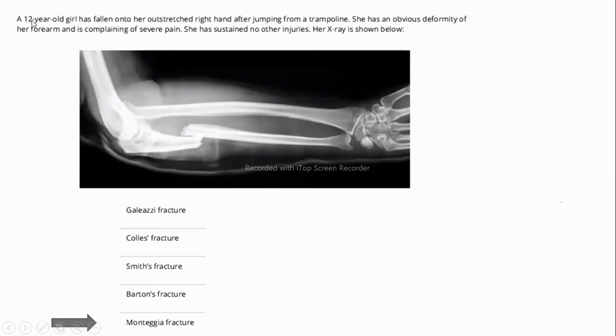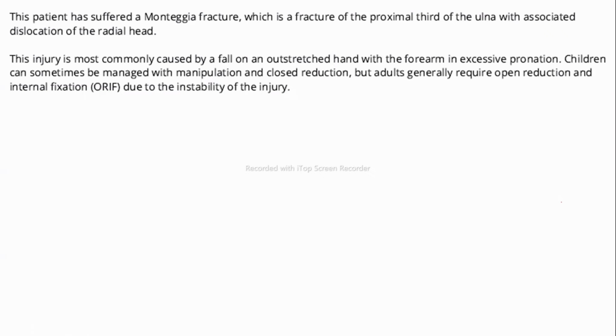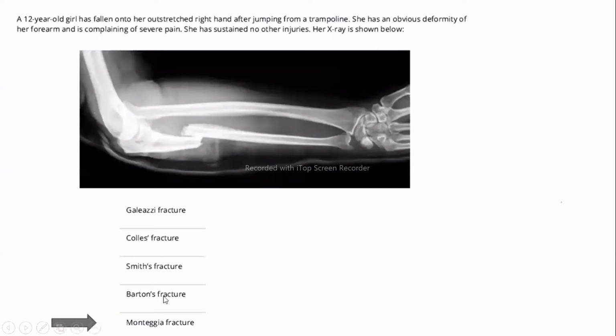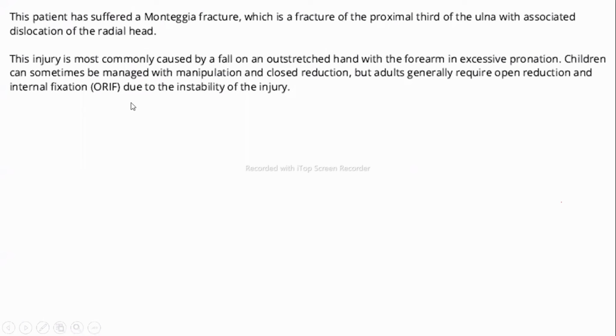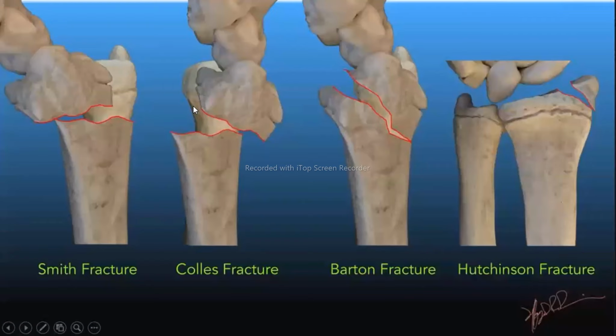The age of the patient. When you are studying, guys, every point can be questioned. Take care. Once you see Monteggia, check the age. If it is a child, you can do manipulation and closed reduction, but in an adult, open reduction and internal fixation. Why? Instability of the injury. Excellent.